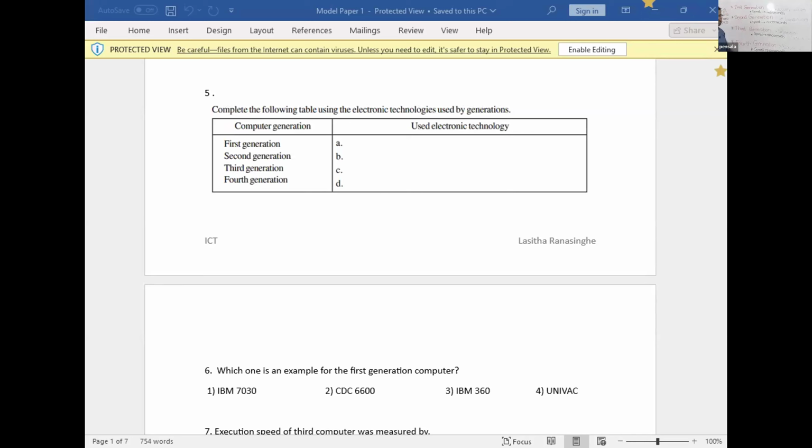Because they can ask what are the examples related to the first generation.